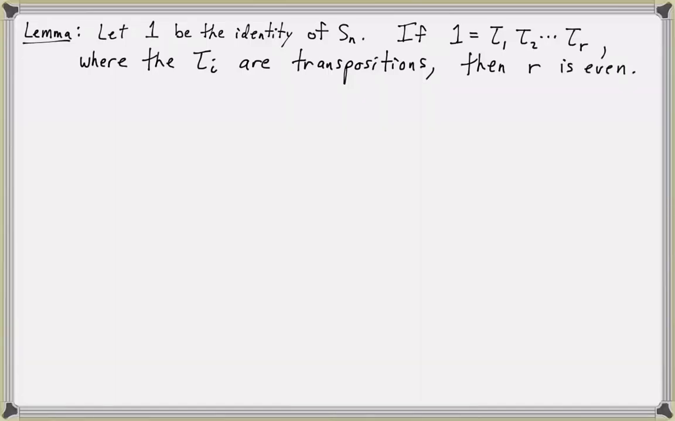I already demonstrated that I could write 1 as a product of 2 transpositions, but you could always write it as a product of 2, 4, 6, or any other even number of transpositions. So let's begin the proof. Let's say the last transposition on the right, tau sub r, is the permutation with integers a, b in it. So suppose that tau sub r contains the integers a and b.